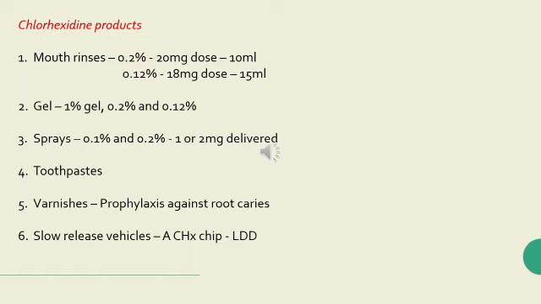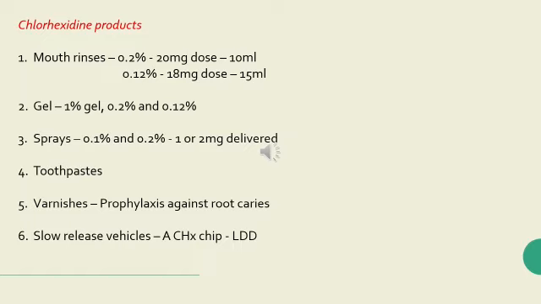Now, having known how exactly it acts and what the disadvantages of chlorhexidine are, what are the different chlorhexidine products which are commercially available? First would be, of course, mouth rinses, which you all know. The most common available in India would be 0.2%, which is a 20 milligram dose in 10 ml per rinse.